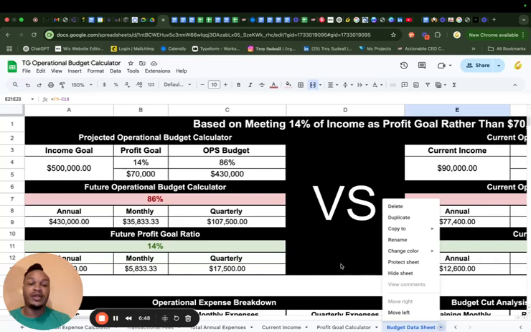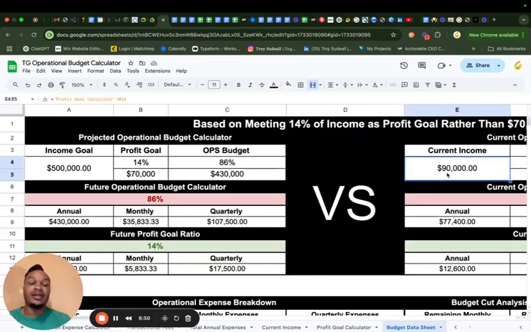We want to be able to do that. As this $90,000 begins to grow, we want to practice the muscle of operating at 86% of whatever income is coming in monthly and saving aside the profit of 14%. So as this amount grows, we would automatically fall into the $70,000 profit goal that we have. Does that make sense?